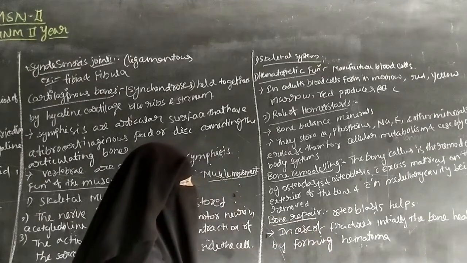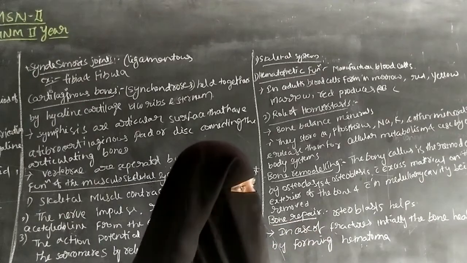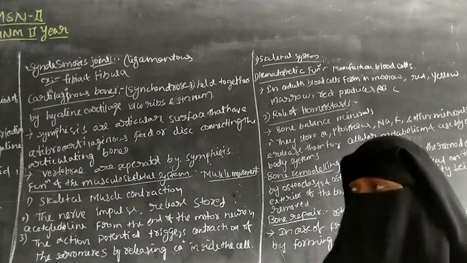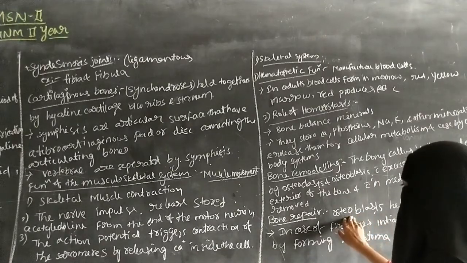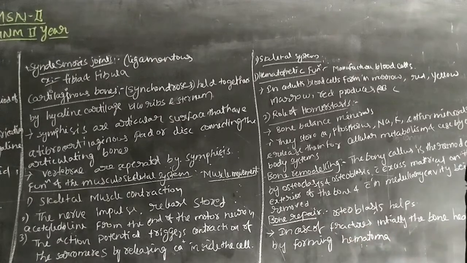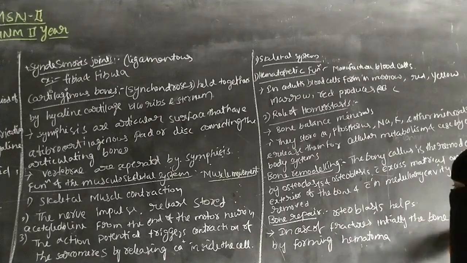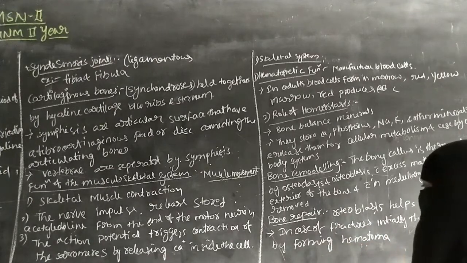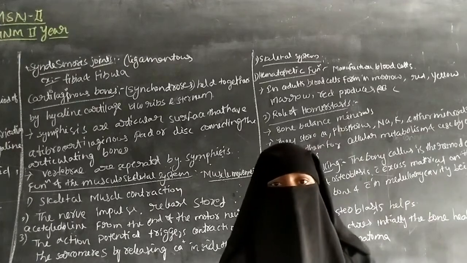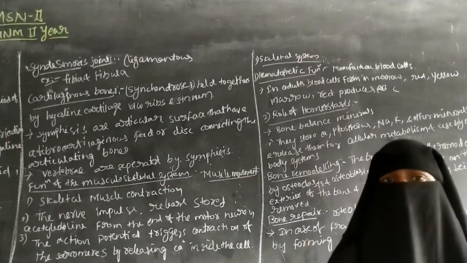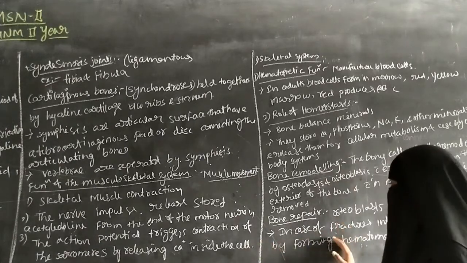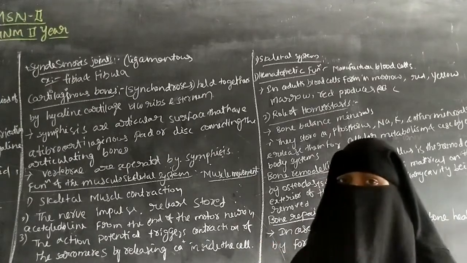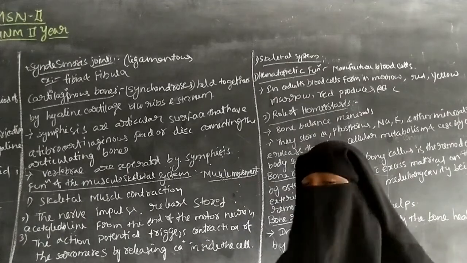Next one is bone repair. Osteoblasts help with bone repair. In case of a fracture, the bone initially heals by forming a hematoma. Hematoma is nothing but bleeding. After the bleeding, the bone becomes healed. So in this bone repair, the osteoblast helps.